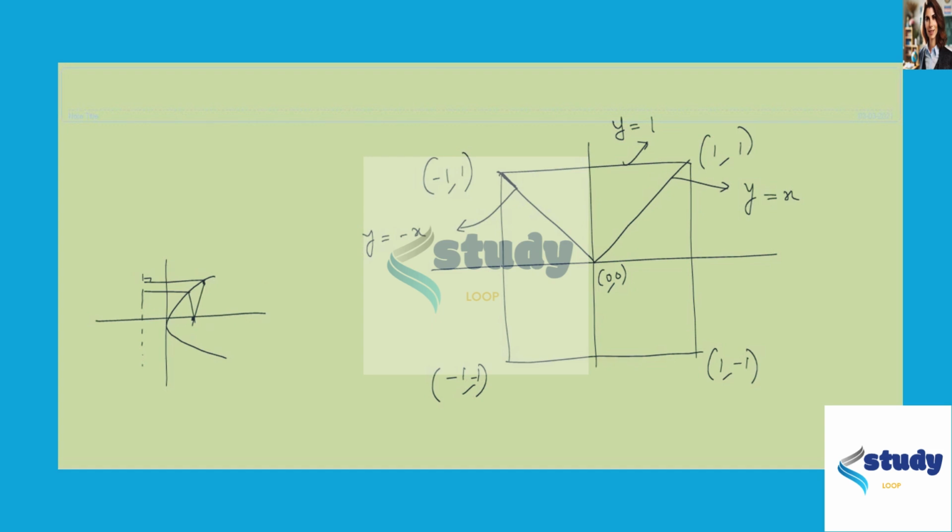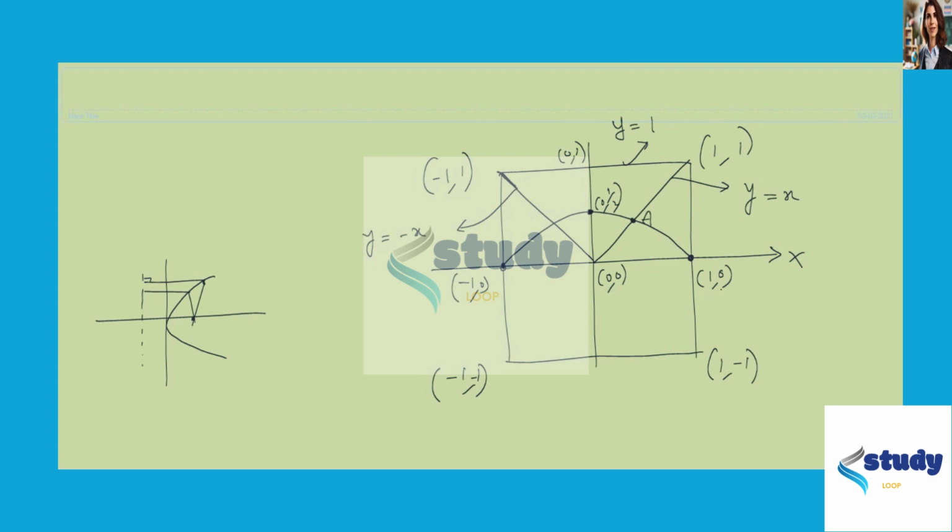Now I'll construct a parabola passing through these 2 points. Which 2 points? These are (-1, 0) and (1, 0), because this is my x-axis. The parabola looks like this. It passes through a point here that is midway between (0, 0) and (0, 1). So what is that point? (0, 1/2). Call this point A.